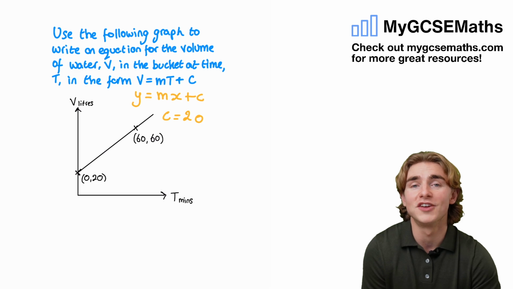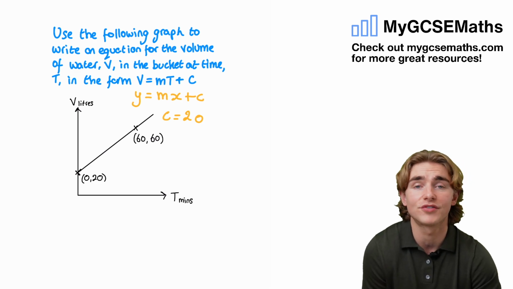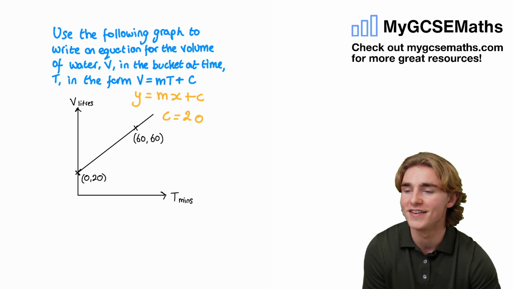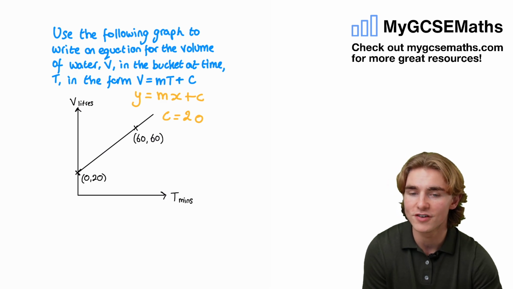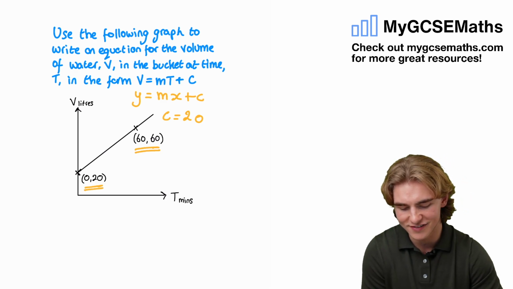Now, what about the value of m, our gradient? How do we work out the gradient of a straight line, guys? We take 2 points and we do rise over run. We do change in y divided by change in x. We can see that we've been given 2 points here. We have the point 0, 20 and we have the point 60, 60.